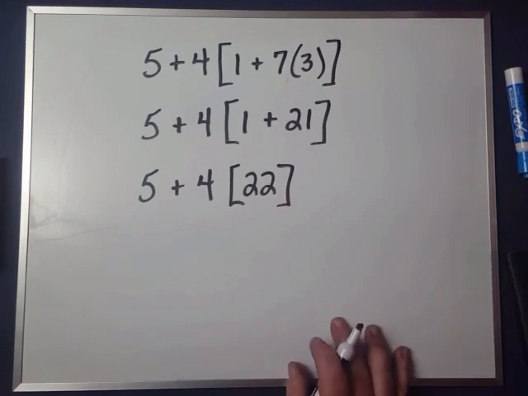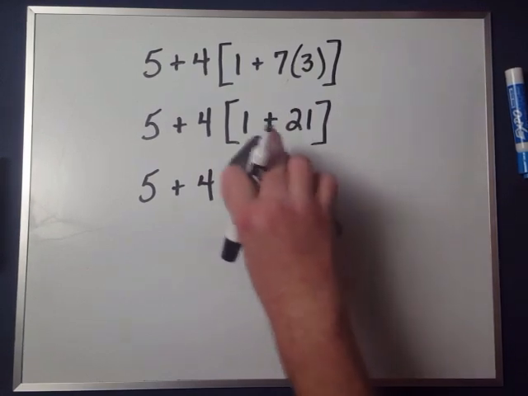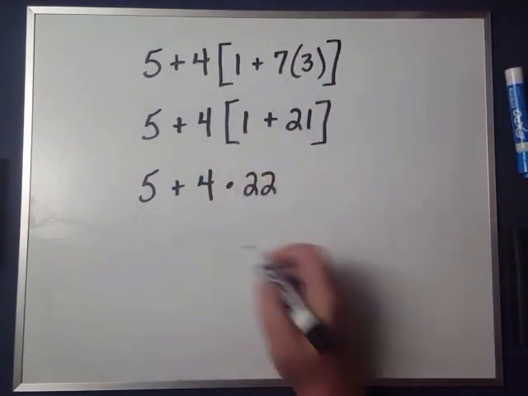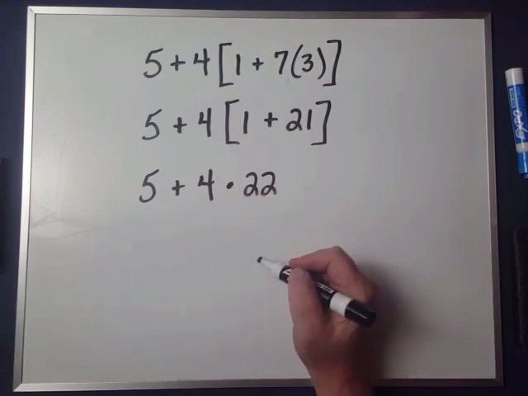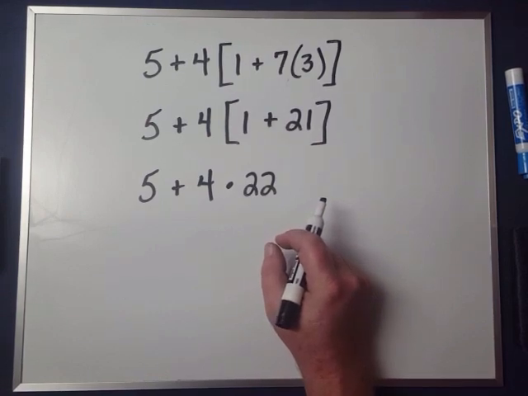We're done with grouping symbols. In fact, I could have written this just as easily as what? 4 times with a dot. Or I could have used parentheses. But we're done with our group. We're done working inside grouping symbols at this point.